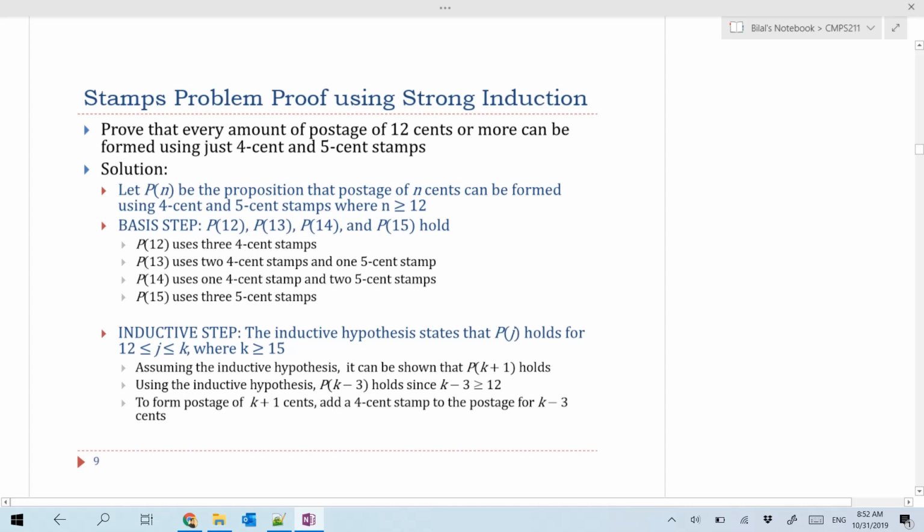So using the inductive hypothesis, the property holds for k minus 3, since k minus 3 is greater than or equal to 12. To form postage of k plus 1 cents, all that you need to do is to add a 4-cent stamp to the postage for k minus 3, okay? And bingo, you will have a stamp with the right value. But don't forget that you have these basis steps.